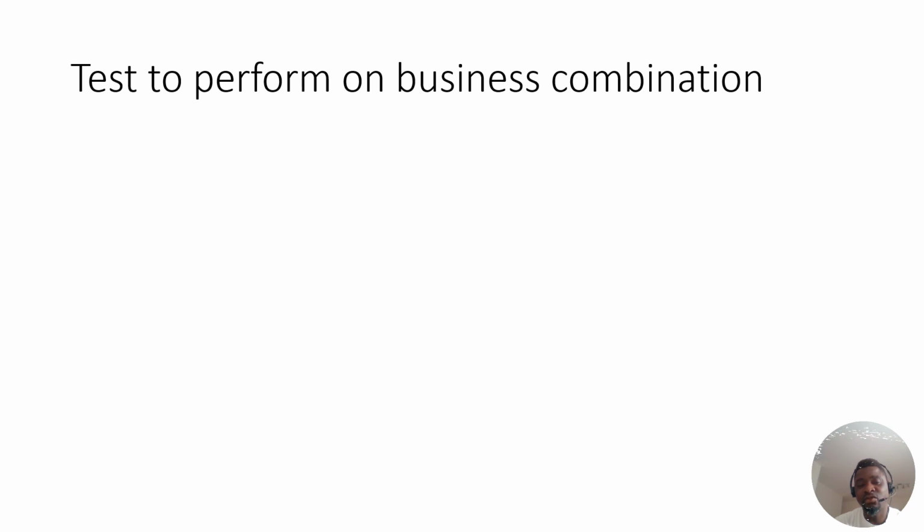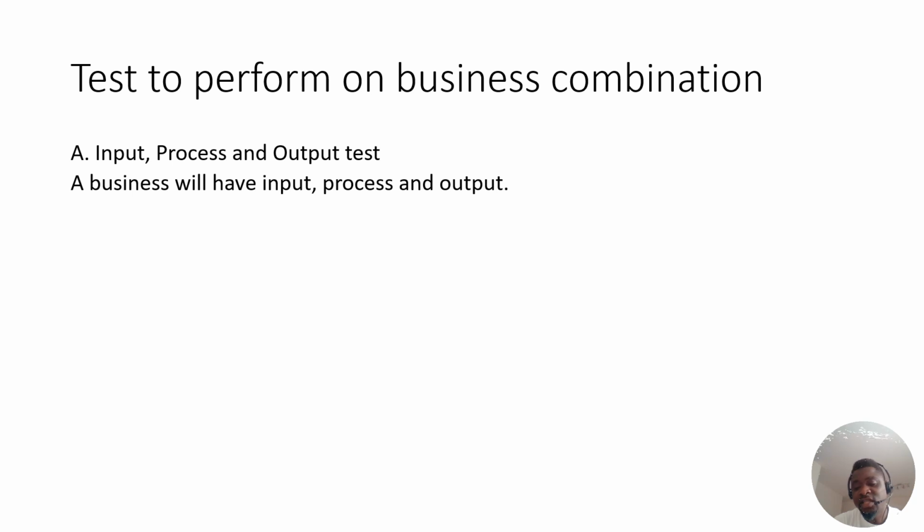But before we move further, when you say you have a business combination, you need to test whether it's actually a business combination. In some instances, some acquisition will not amount to business combination. So we need to look at certain tests to be able to ascertain and assess whether this acquisition is actually a business combination or just acquisition of an asset. The first test the standard prescribed is what we call the input, process, and output test.